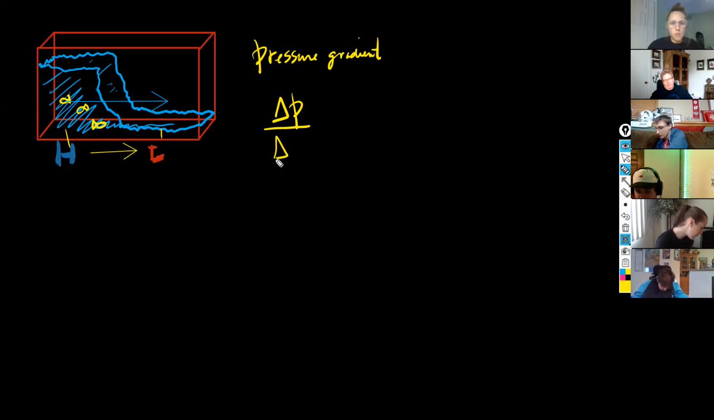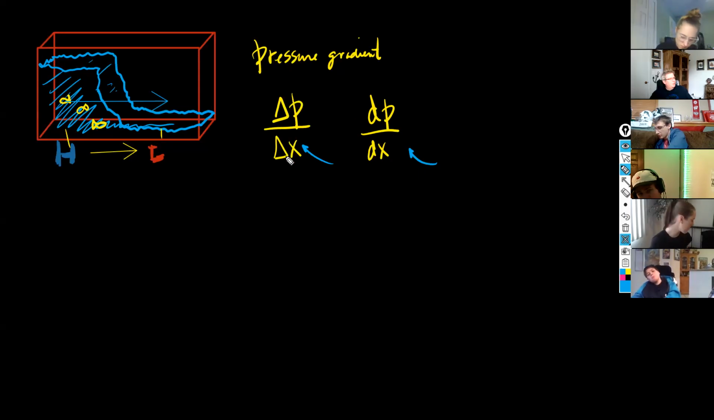Delta X. Could I have written it this way? How many points do I need here? 2 points. This is where? 1 point. At 1 point. Right. So the pressure gradient is a change in pressure over a distance, over a change in the location, X.